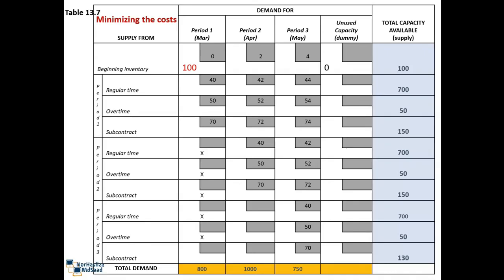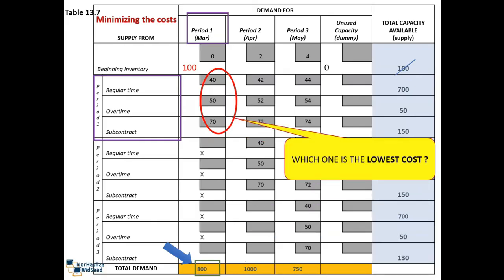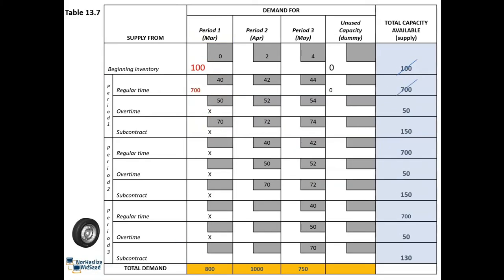The fourth step is minimizing the cost of matching production in various periods to future demands. Let's take a look at how it works. For period 1, we need to meet the total demand of 800. Within period 1, we have 3 different options. From these 3, which one is the lowest cost? Regular time, 40, and it has the total capacity available of 700. So we need to utilize all the 700. Now we add on the beginning inventory to meet the total demand. It is equal to the total demand, which is 800.